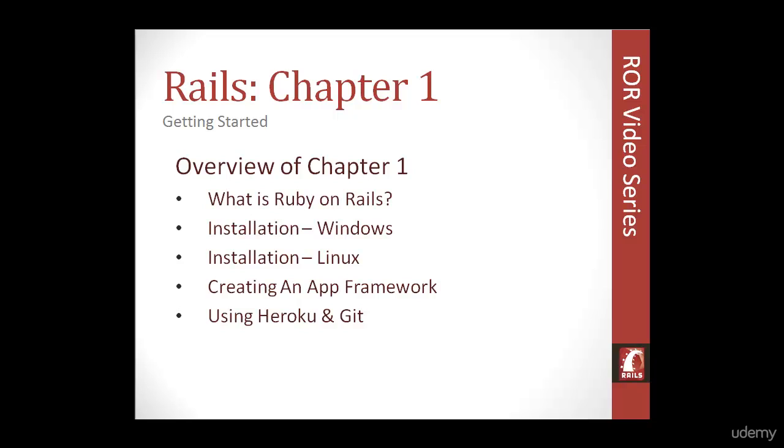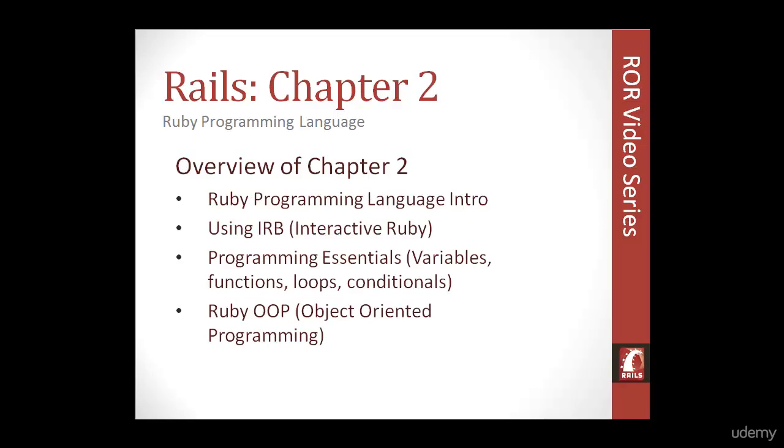We'll be going over in chapter 1 how to create an app or an app framework, because Ruby on Rails will generate the actual framework for us. It takes the work out of us having to create it. So I'll show you how to start up an app and have it generate the folders and files. And we'll also be using Heroku and Git for version control. And so that's basically the gist of chapter 1.